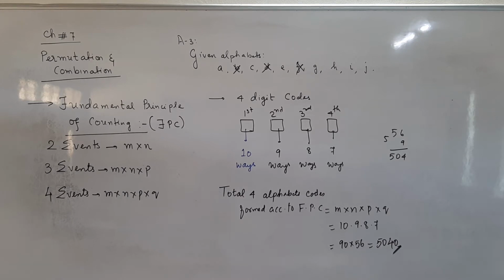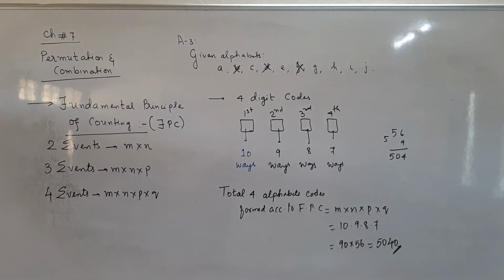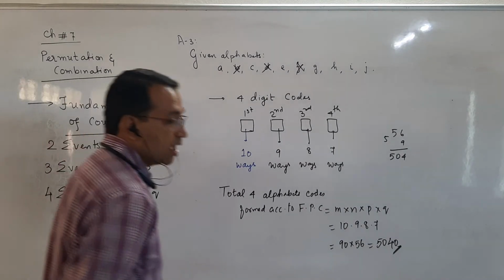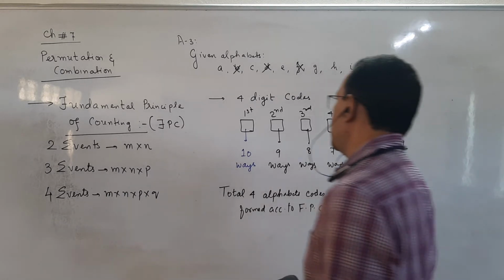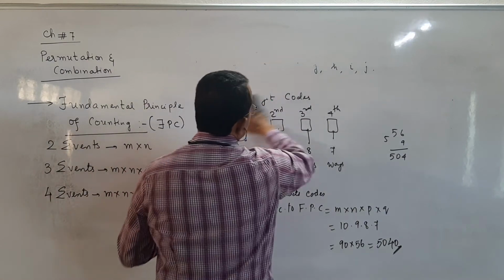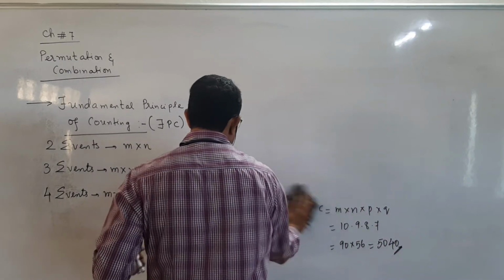Students, if repetition was allowed, then the answer would be 10 into 10 into 10 into 10, because you could have codes like A A, or A B A, where one alphabet is repeated twice. So check, it changes drastically. If repetition is allowed, then the total codes formed is 10 into 10 into 10 into 10, and that will be 10,000. So check how this changes drastically.